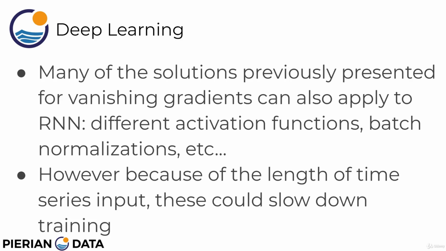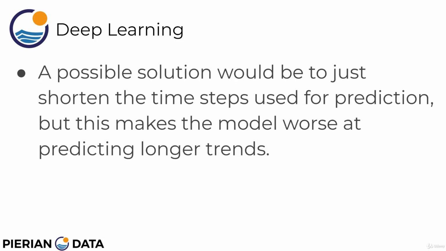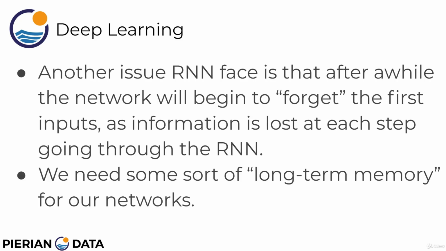However, because of the typical length of a time series input, especially if the time series happens to be really long, using those different activation functions or some of those other solutions could actually slow down training time. A possible solution would be to shorten the actual time steps that you're using for prediction. So maybe instead of looking back 24 time steps for the 25th prediction, you just look back 3 time steps to get the next prediction. However, this makes the model worse at predicting longer trends. So we still want to be able to use a long time sequence in order to predict the next element in the sequence.